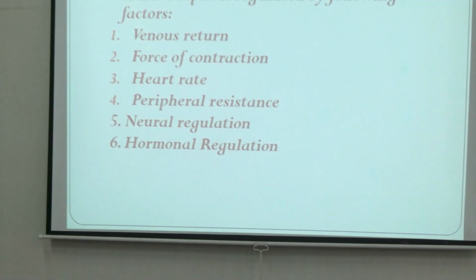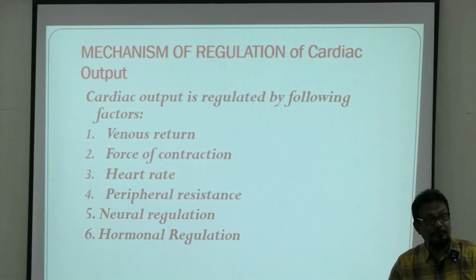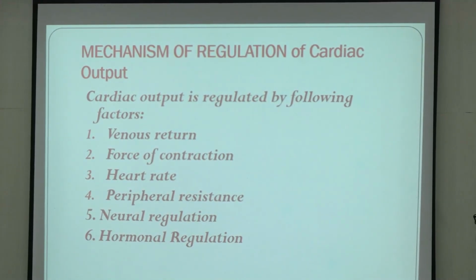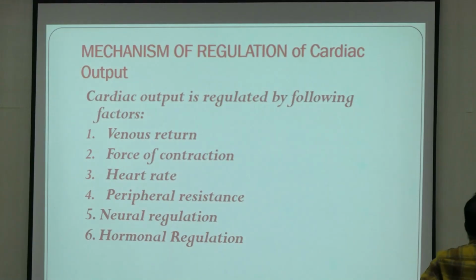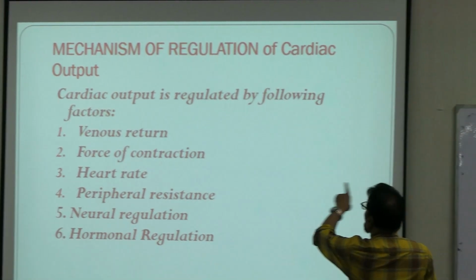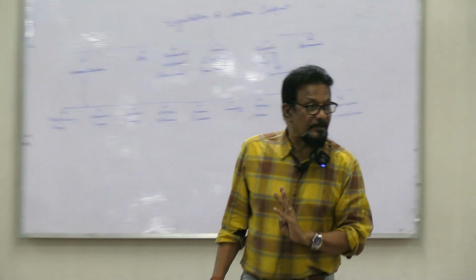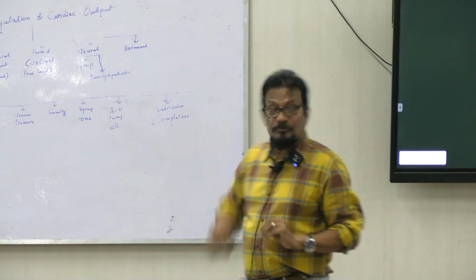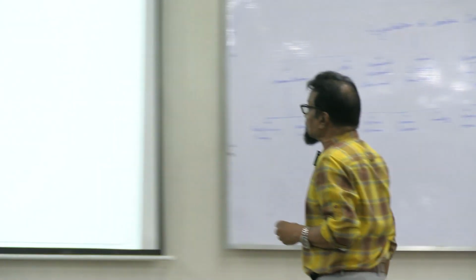Regulation of cardiac output, mechanism of regulation of cardiac output. So these are the 6 factors, and other factors are also there. What are these? Main 4 factors: one is venous return, force of contraction, heart rate, peripheral resistance.